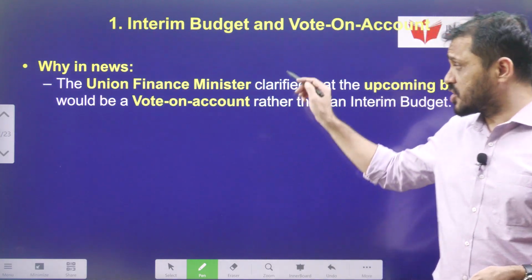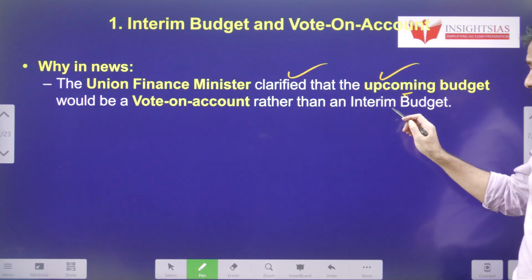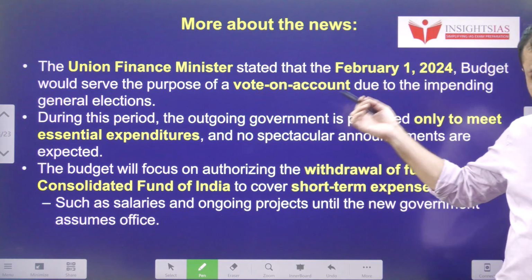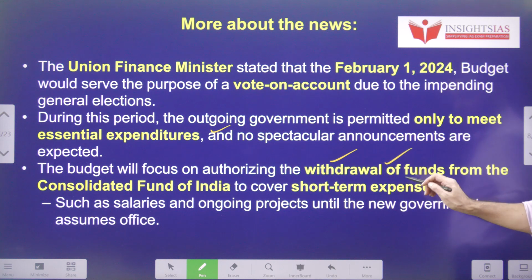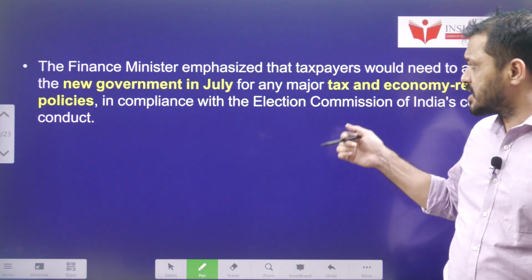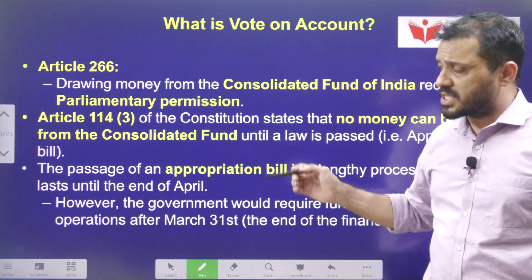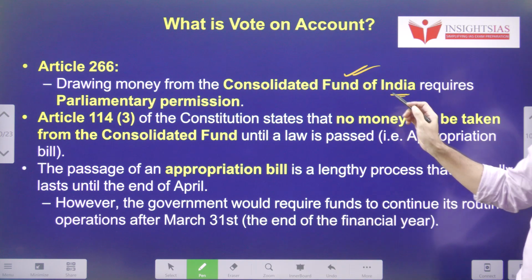The Union Finance Minister clarified that the upcoming budget will be the vote on account budget rather than the interim budget. She was emphasizing this mainly because in this particular budget there are no policy related changes. What is a vote on account budget? Article 266 allows drawing money from the Consolidated Fund of India.